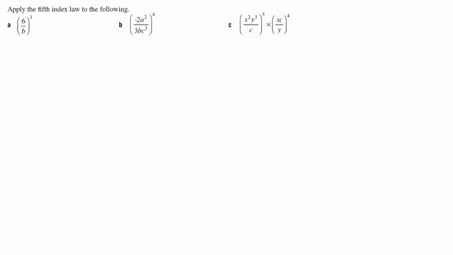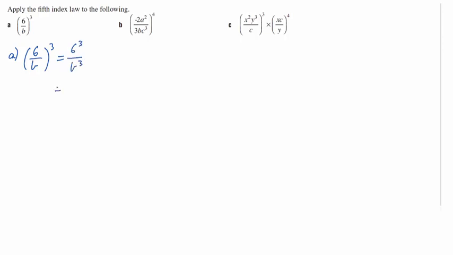In this example, we're going to be using index law number 5. We've been asked to apply the fifth index law to the following expressions. Firstly, 6 on b to the power 3. And this index law says that if you have a fraction to a power, you just take the top and the bottom of the fraction to that power. So 6 cubed divided by b cubed.